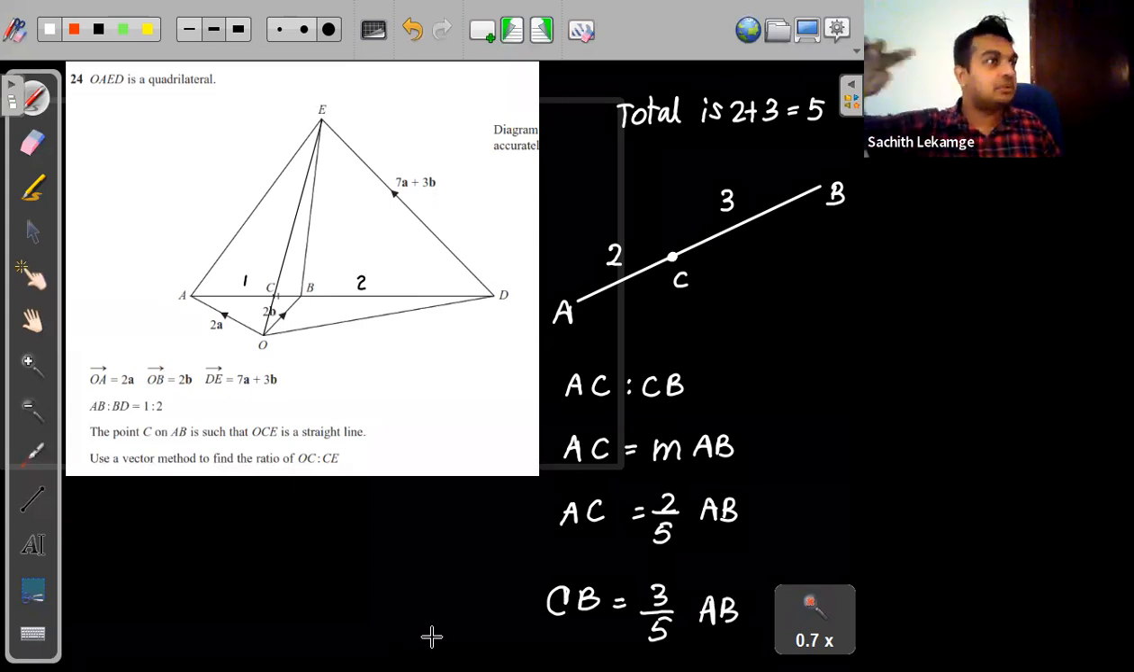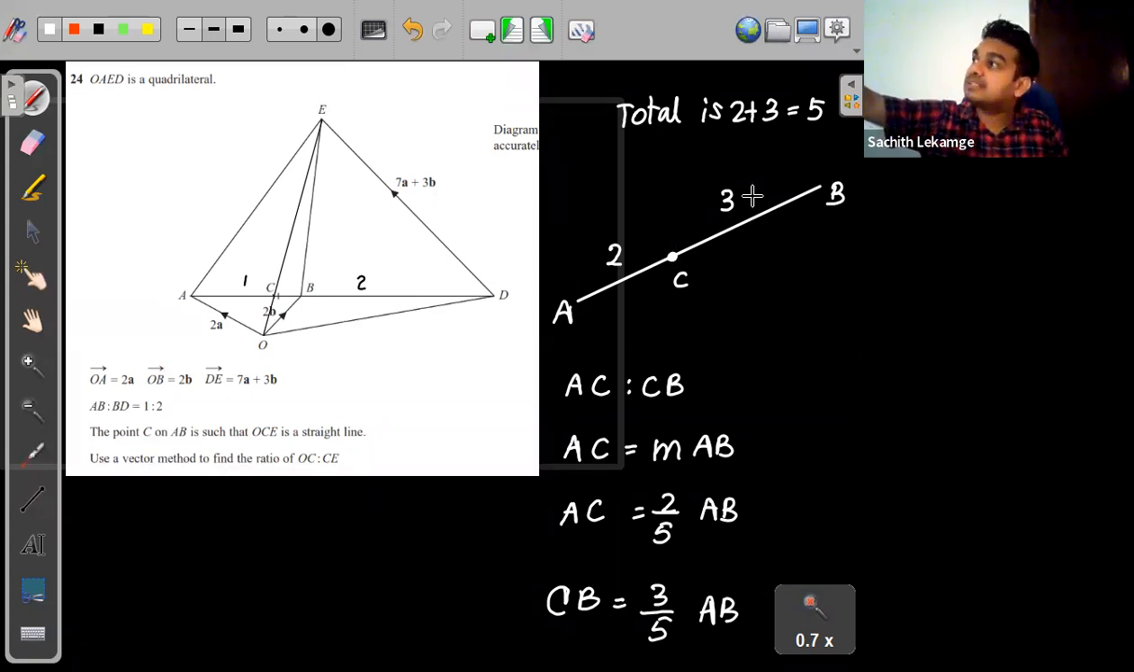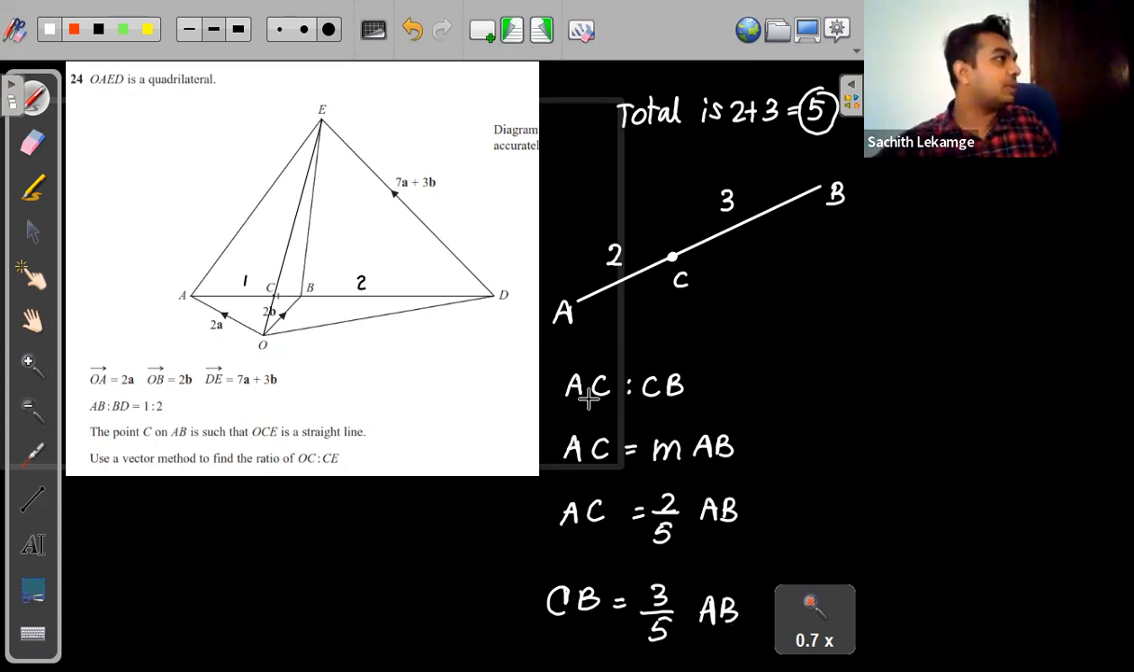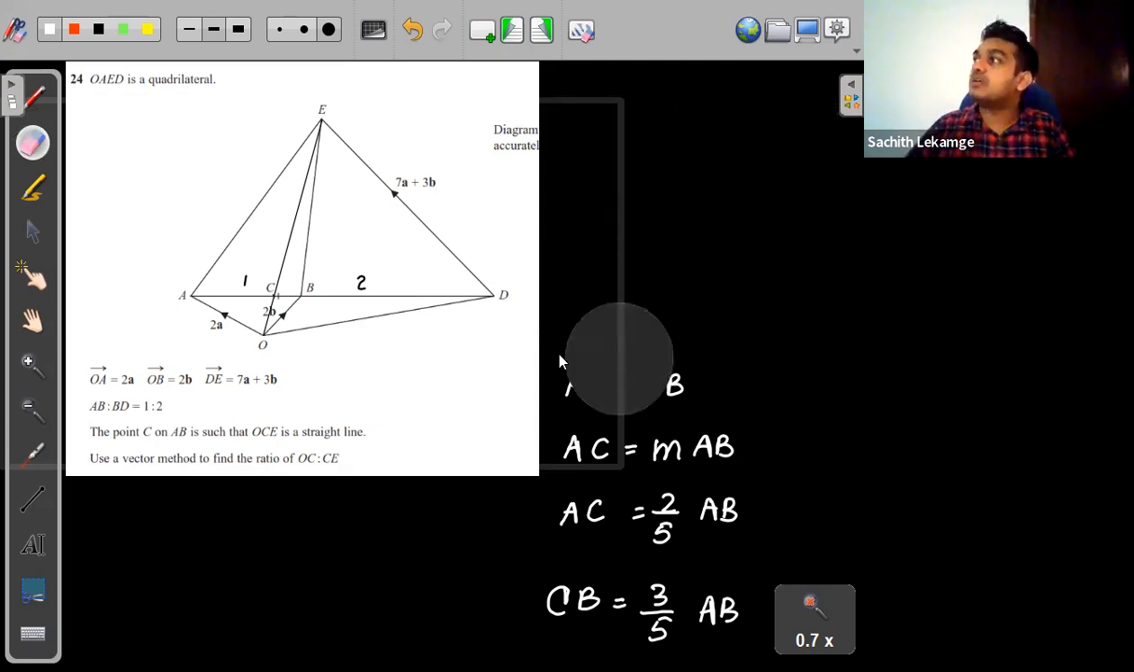Ravindu, is it clear to you? See, this is a ratio, not the length. AC is 2 times, CB is 3 times, like that. So 2 plus 3, which is the total, is 5. If you divide this line into 5 parts, AC is 2 parts out of 5 parts of AB, and CB is 3 parts out of 5 parts of AB. Try to grab whatever you can. This is a little difficult. Okay, I'm erasing this. You need this knowledge in this question.